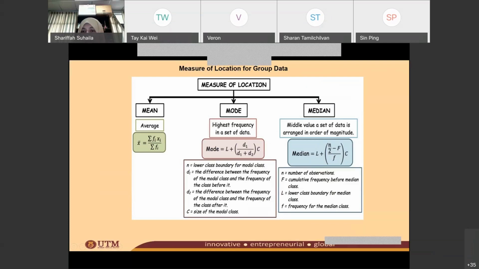If you have a median, it is L plus N over 2 minus capital F, divided by small f. Capital F is your cumulative frequency before the median class. L is your lower class boundary. Small f is the frequency of the median class.